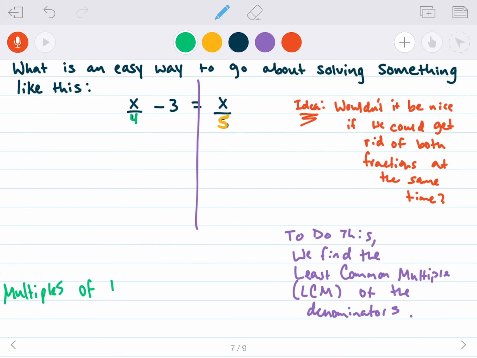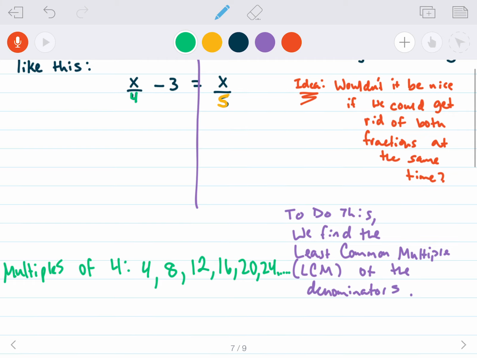So let's talk about multiples of 4. Okay, multiples of 4. 4 times 1 is the first one. 4 times 1 is 4. 4 times 2 is 8. 4 times 3 is 12. 4 times 4 is 16. 4 times 5 is 20. 4 times 6 is 24, etc. Okay, those are multiples of 4.